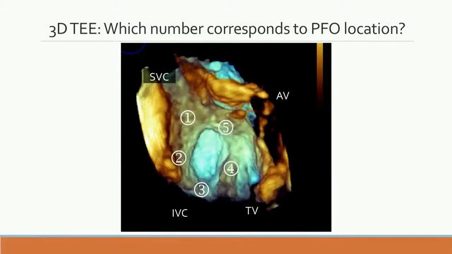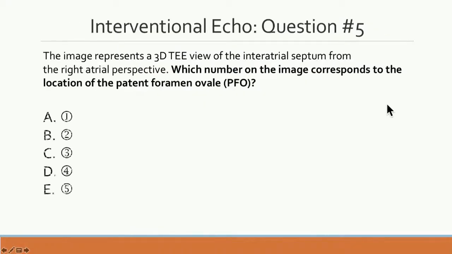So this is the right atrial perspective of the septum, 1, 2, 3, 4, 5 in a counterclockwise direction. I'm just realizing there's going to be more and more confusion, like nobody will know what's clockwise and counterclockwise. So this is 1, 2, 3, 4, 5. Okay, and my GIF is playing, and you are answering. You have to answer this correctly.